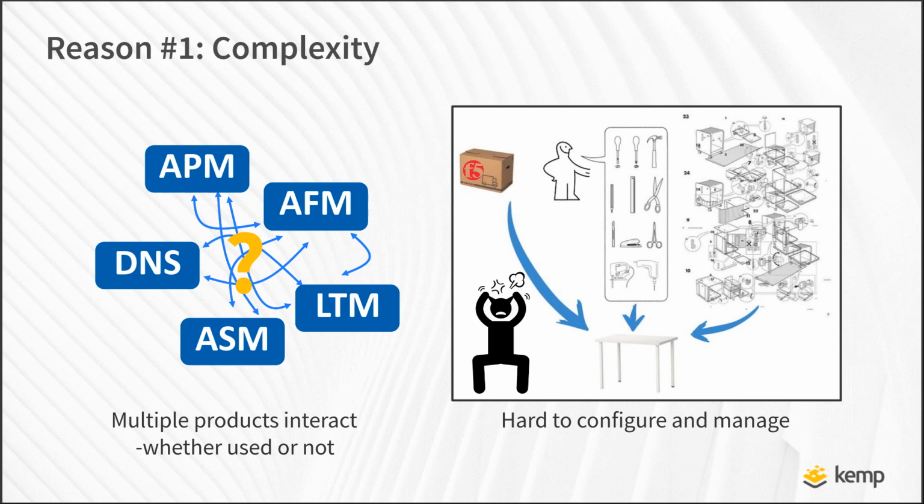Reason number one is complexity, and the complexity is twofold. One, you have all these different products that I just talked about. You have LTM, you have DNS, you have ASM, AFM, APM, maybe CGNAT, maybe PEM.